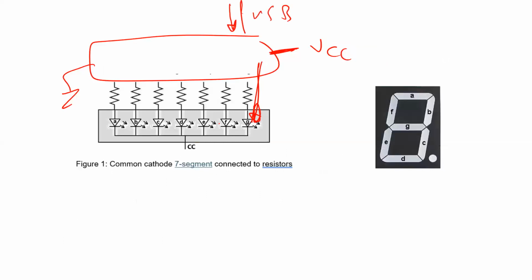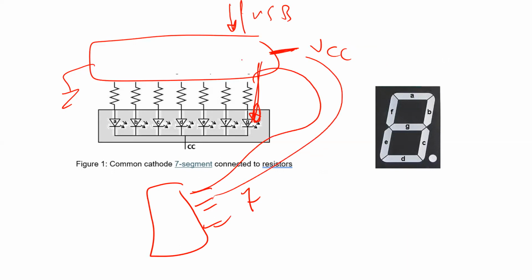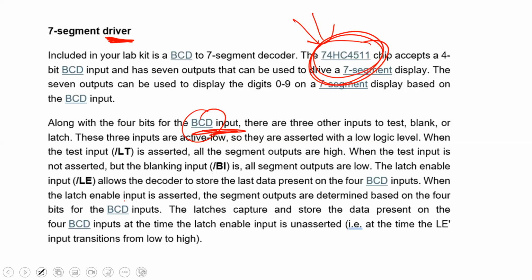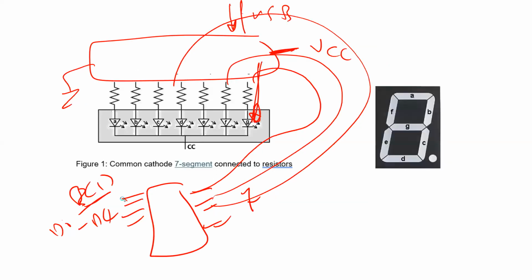So this chip has 7 outputs here. You have to connect them here, but you need to connect the resistors. Also, it has 4 inputs for the BCD numbers, and we call them D0 to D3, as you see here. Also, on top of that, it has some inputs here that have special functionality.